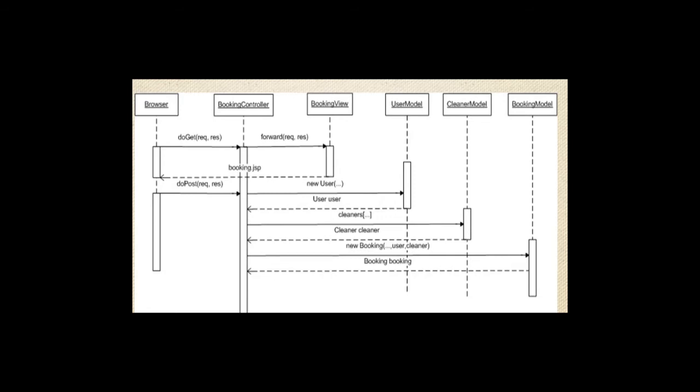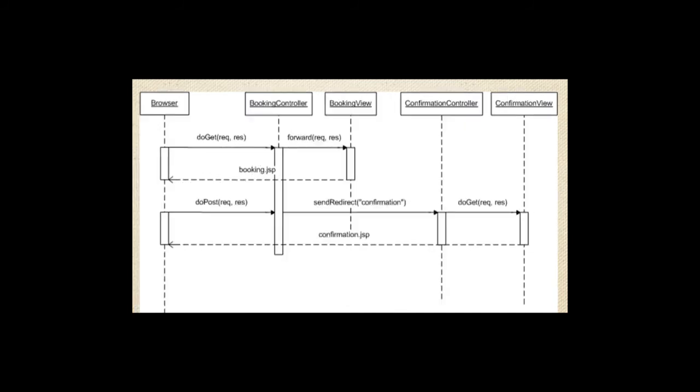Initially, the browser does a GET request from the booking view to display the booking.jsp file to the user. The booking controller then creates one or more cleaner, user, and booking objects from the appropriate models. The objects created will depend on the user's actions.